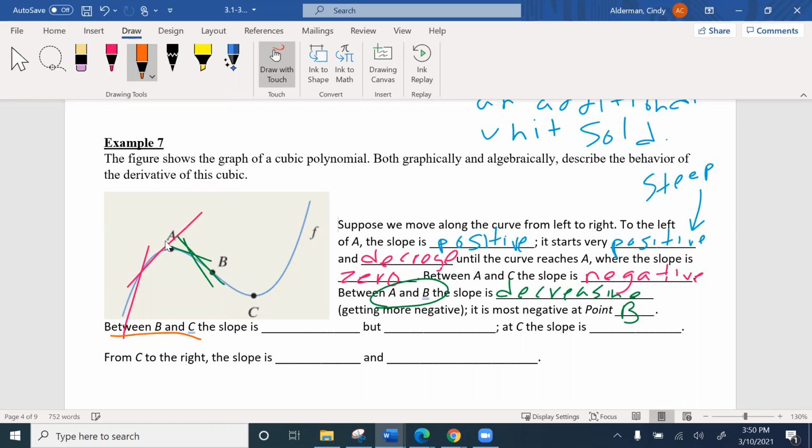Between B and C, the slope is negative, right? Because it's going down. But it's most negative here, but then it gets, see, it's hard to do this. And I'm just looking at instantaneous points. So let's say this point right there is a little less negative, right? So it's increasing.